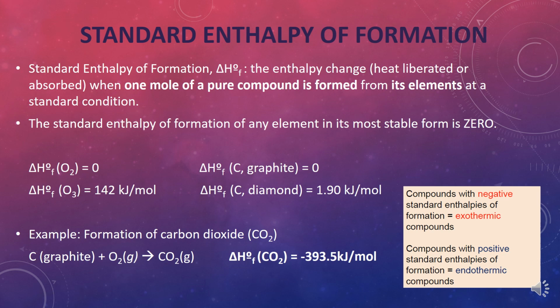For example, oxygen O2 is 0 because it is in stable form, whereas ozone O3 has a value of 142 kJ per mole. Carbon in graphite is also a stable form as compared to carbon in diamond form. Compounds with negative standard enthalpies of formation are exothermic compounds. Compounds with positive standard enthalpy of formation are endothermic compounds.